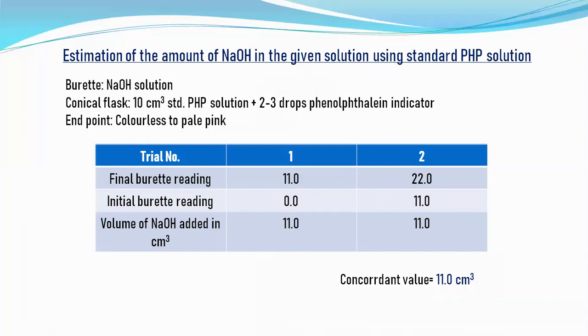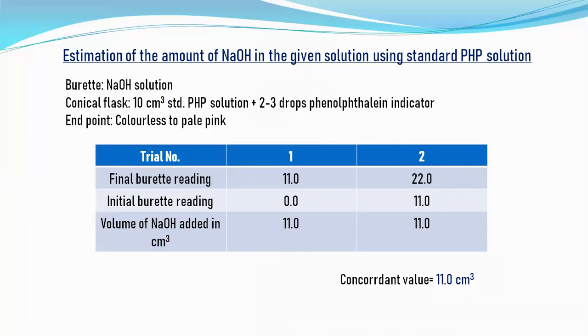So what is the role of indicator here is, this phenolphthalein indicator is colorless in acidic medium and it is pink in basic medium. So when we take PHP solution in the conical flask and then add phenolphthalein, we know that PHP is acidic in nature. Phenolphthalein is colorless in acidic solution, and hence when you add this phenolphthalein indicator to the PHP, there will be no change in color.